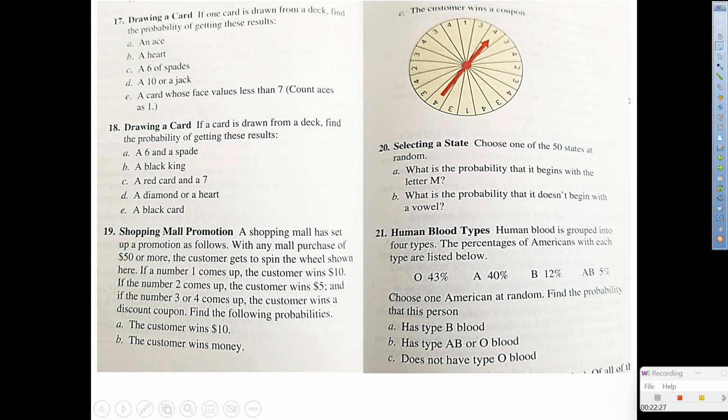So your homework for tonight is number 17 to 21. I'm going to put those on the screen over there so you can work on those for the rest of the period. Do as many as you can, and I'll stop the video right here. Bye.